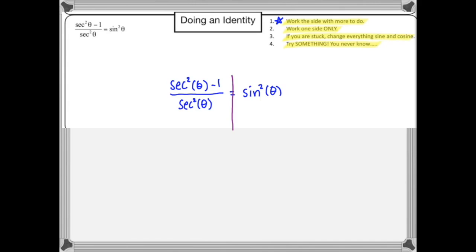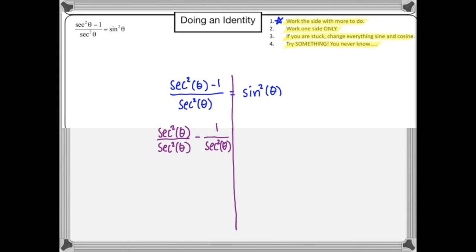So we separate them out. We choose the left-hand side to try and make it look like the right-hand side. There are a bunch of different ways that we can go, but since we're dividing by a single term, I can break this up into two separate fractions: secant theta over secant theta minus 1 over secant theta.